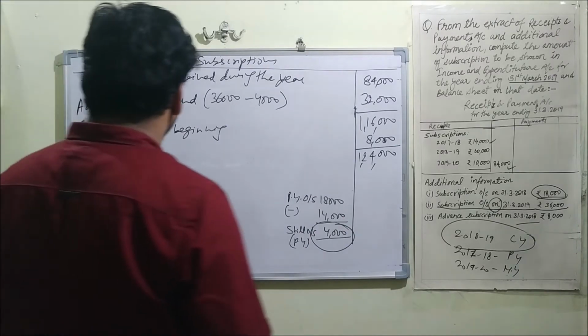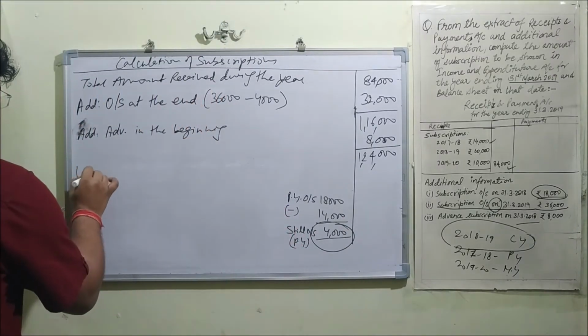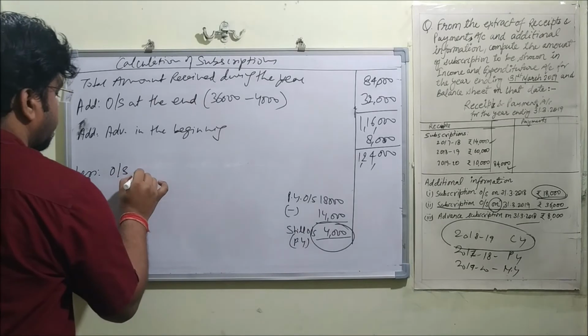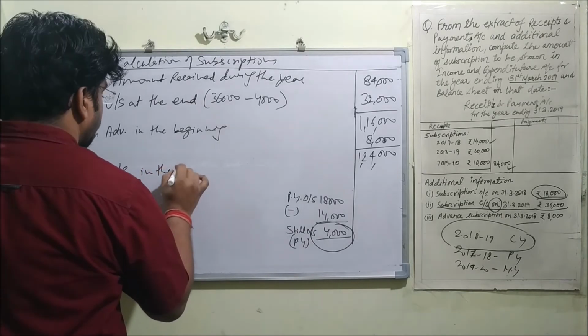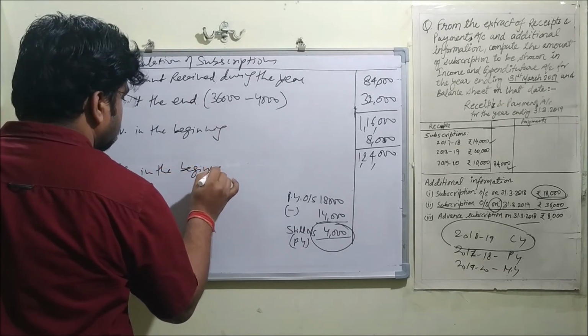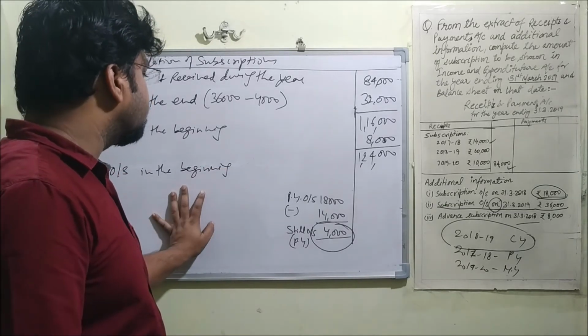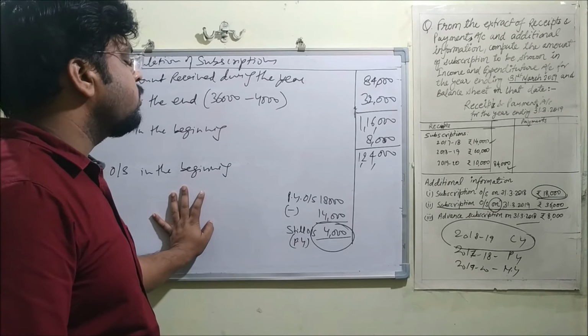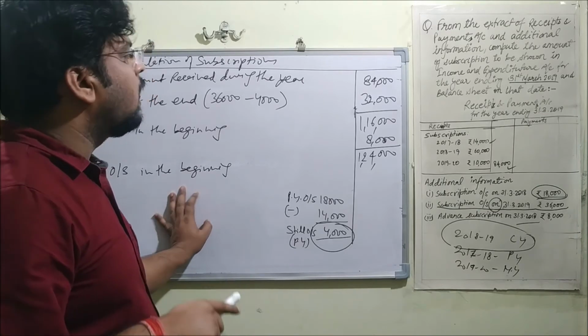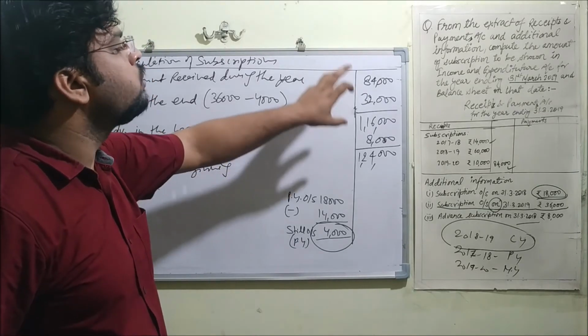How much it comes out? 1,24,000. Let's move on. Now we'll have to deduct outstanding in the beginning. We need to understand why we deduct it. We deduct it because this portion was relating to previous year and the amount 84,000 includes this portion.